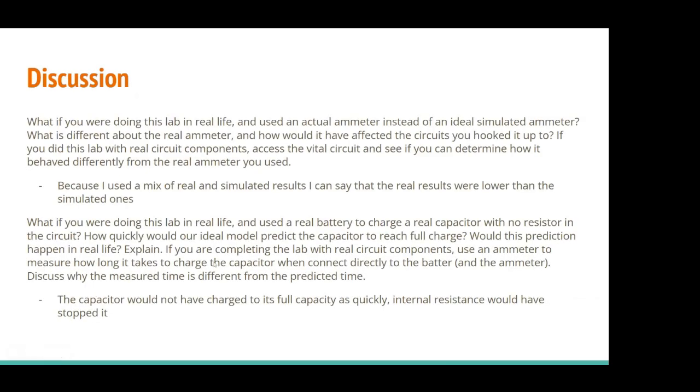Discussion: because I used both real and simulated results, you can see that the real results were lower than the simulated ones. The capacitor would not have charged to its full capacity as quickly because internal resistance would have stopped it at an earlier point. And that is the end.